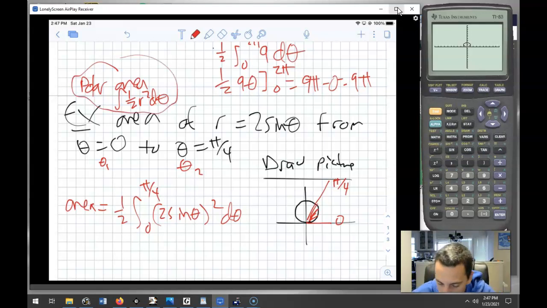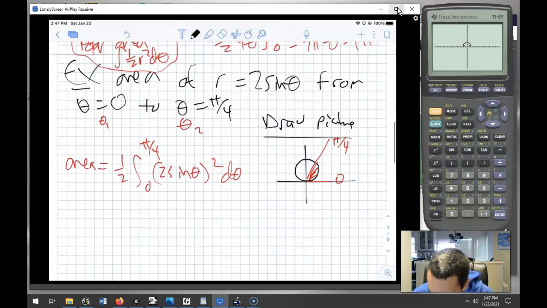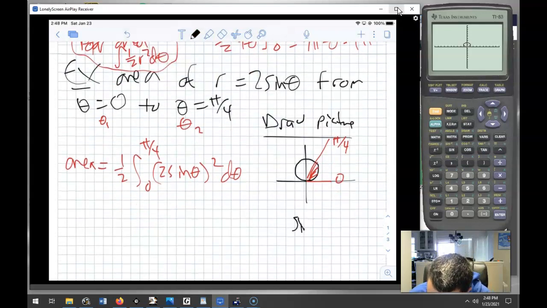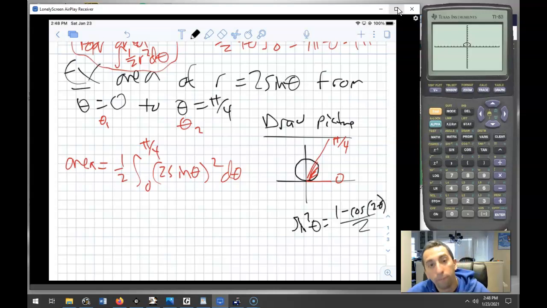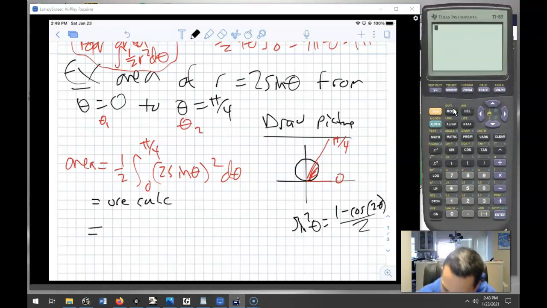So how do we do this integral? I'm sure some of you remember the formula that sine squared theta is equal to 1 minus cosine of 2 theta all over 2. Most of you probably don't, so you should just do this on your calculator. So let's go ahead and use our calculator to find this area. And when you do an integral, I can point out that you can be in polar mode or function mode.